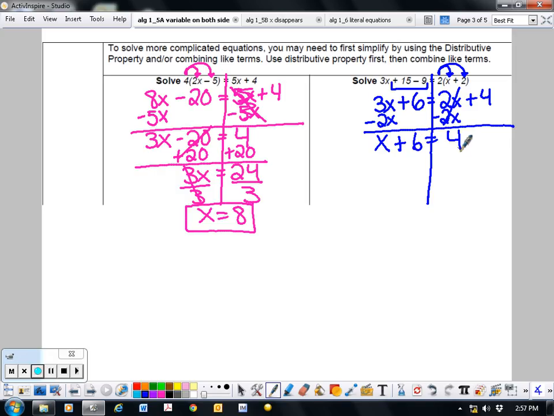From here, I'm moving everything away from that x, starting with that plus 6, so I minus 6 on both sides. So now I have x equals negative 2, because 4 minus 6 gives me negative 2. Okay.